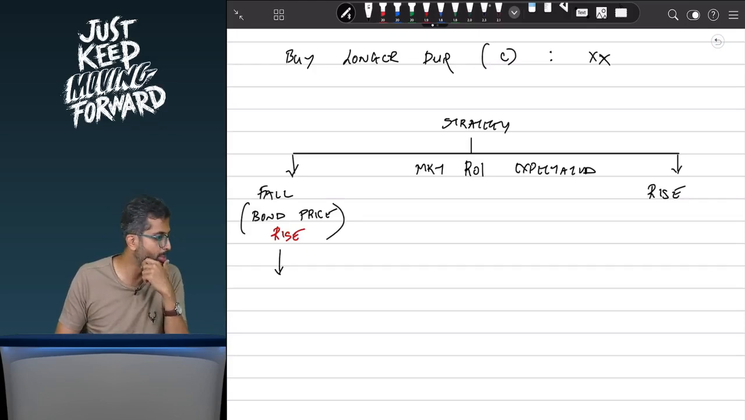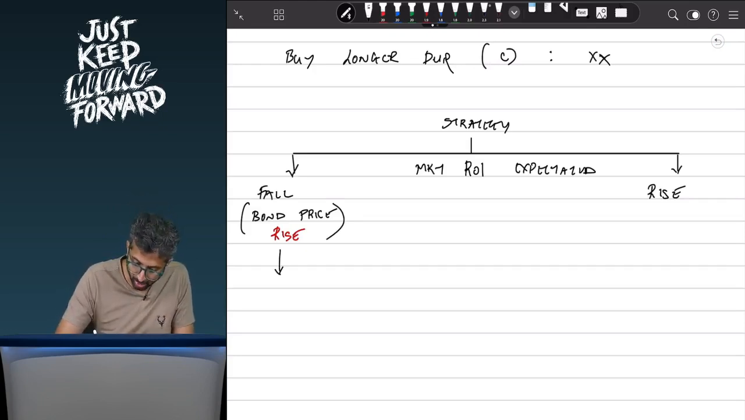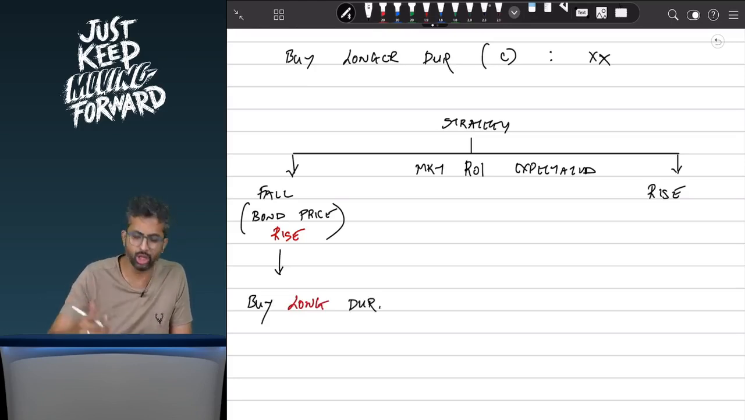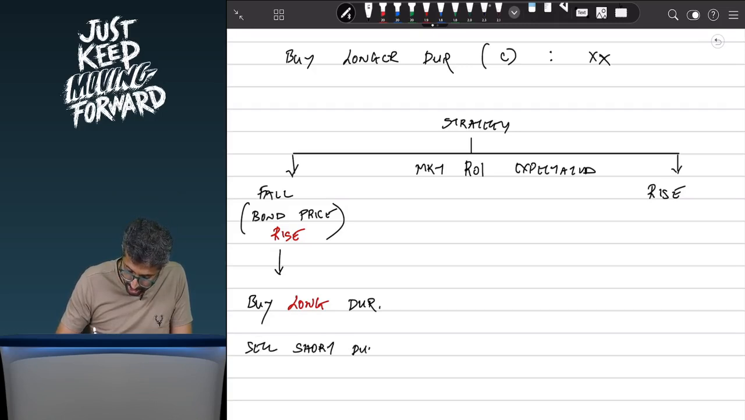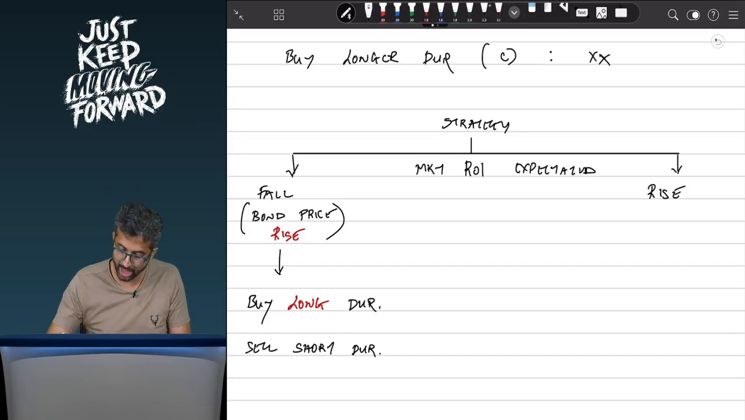Tell me, which bond should you buy? The longer duration bonds or the shorter duration bonds? Buy longer duration bonds. If you have the money, put that in longer duration bonds. If you don't have the money, well, you will sell shorter duration bonds to get that money to deploy in the longer duration bonds so that you can maximize your profits. But if the market rate of interest are expected to rise, the bond price will fall.